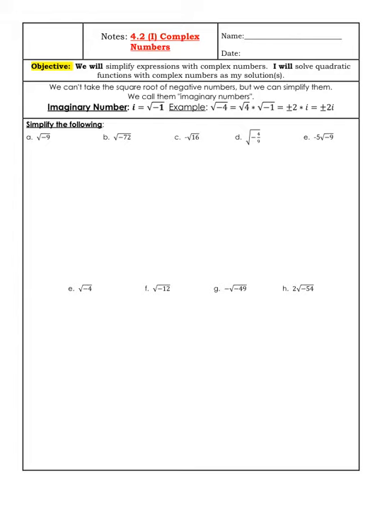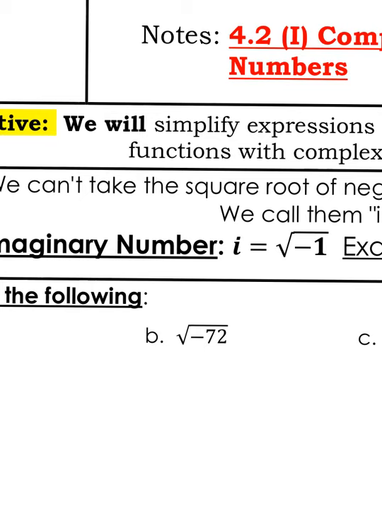So, let me talk to you about what a complex number is. A complex number is anything that has an imaginary number in it. So, what is an imaginary number? Well, an imaginary number is defined as the square root of -1. All right? And it's denoted by this i, okay? So, what does the square root of -1 mean?